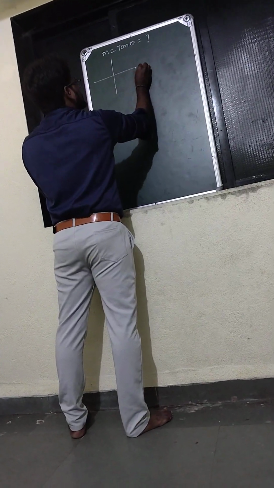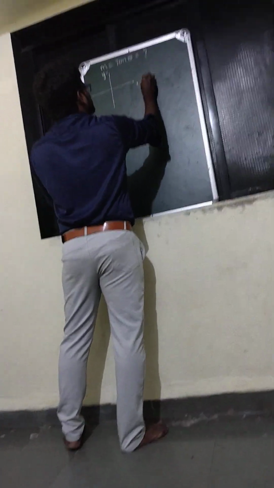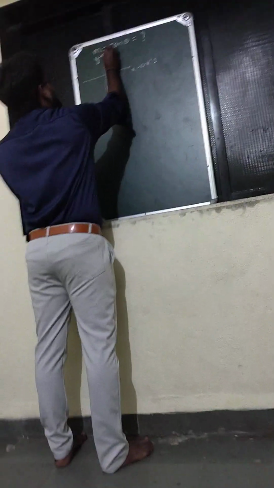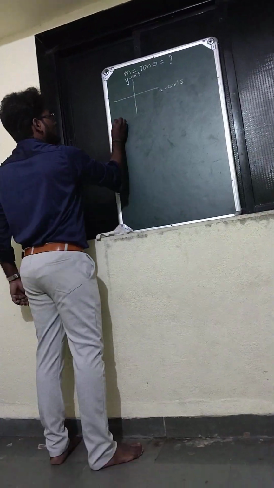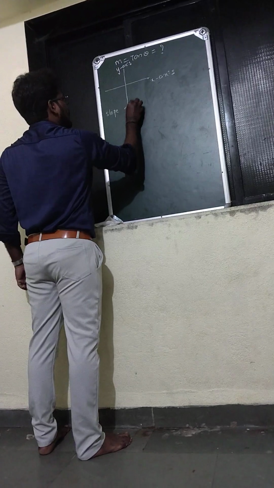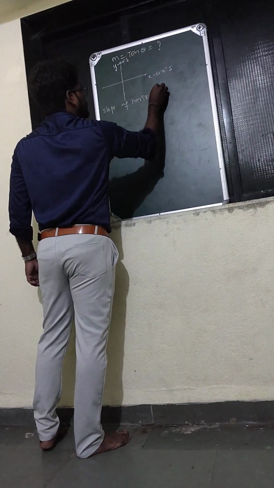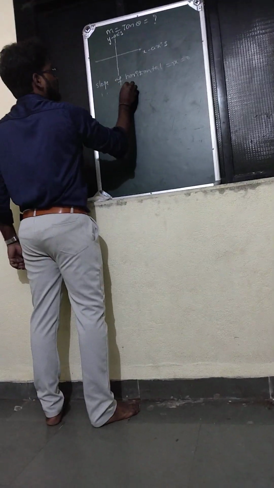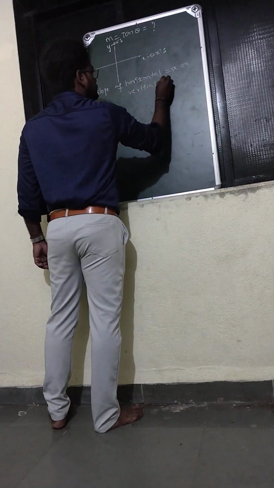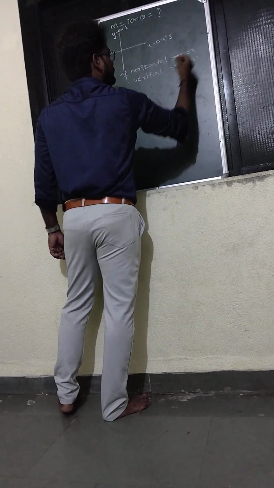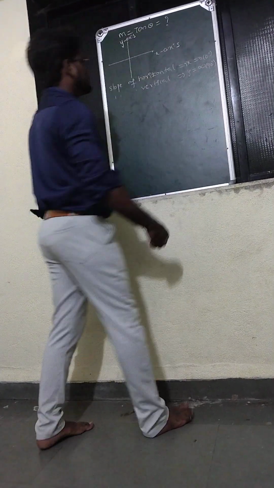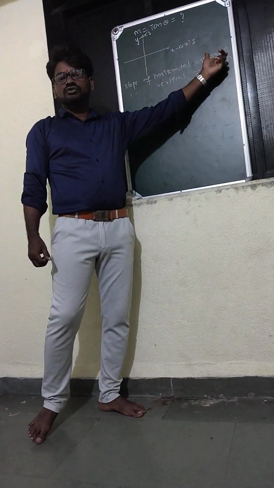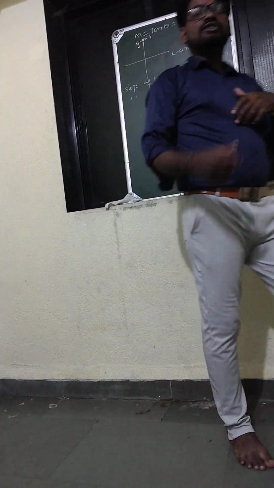Proof. This is the x-axis and this is the y-axis. The slope of the horizontal line, the x-axis, equals 0, and the slope of the vertical line, the y-axis, is undefined, at 0 degrees and 90 degrees.